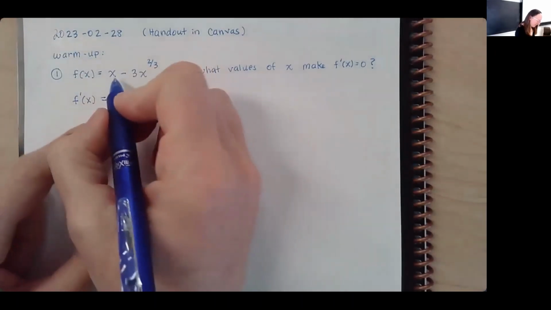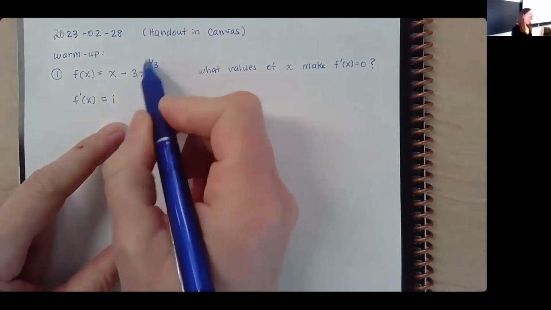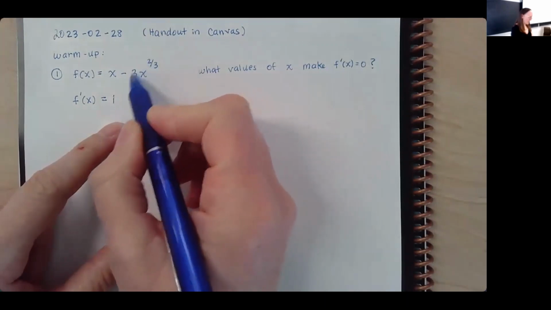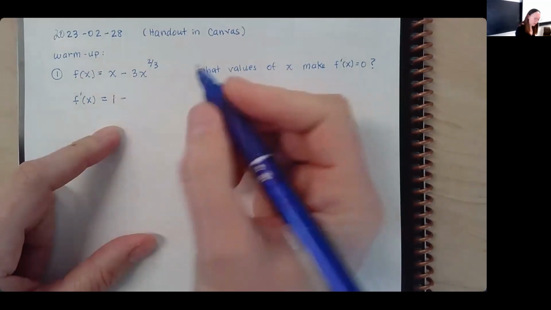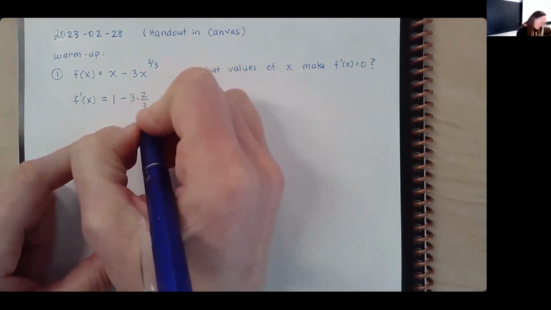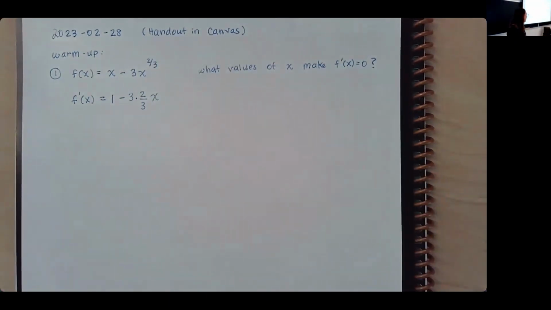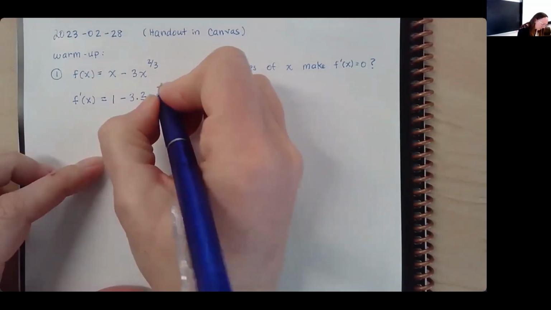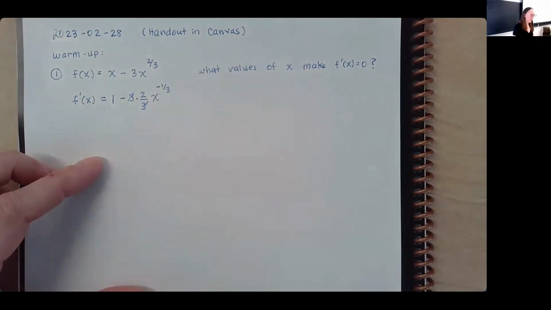If I take the derivative of x, I'm going to get 1. And here, I've got that exponent of 2/3. That's going to come down. I'm going to write out an extra step here and actually write this as 3 times the 2/3 times x. And then I'm going to subtract 1 from that exponent. Because it's a fraction, subtracting 1 from 2/3 is going to give me negative 1/3. And now my 3's can cancel out.